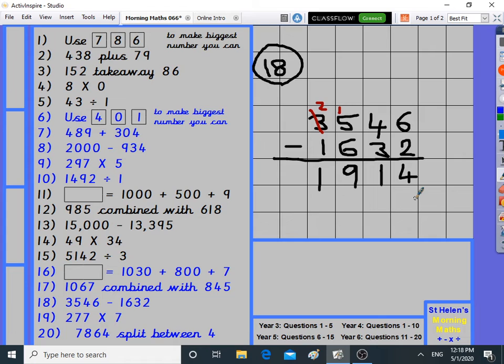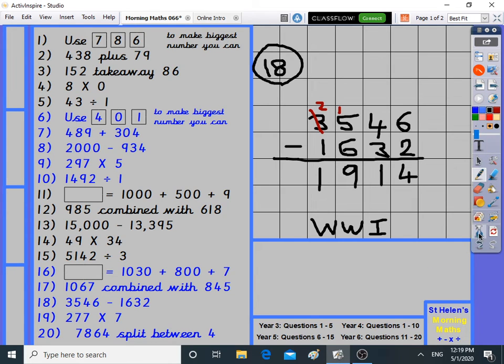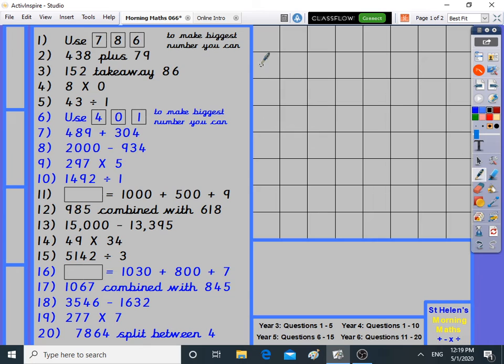1,914 or 1914. And that is when a terrible event began, World War I. It lasted till 1918. They called it the Great War, the war to end all wars. They thought there'd never be any more wars after that. Sadly, that didn't work out. Let's move on to question 19.